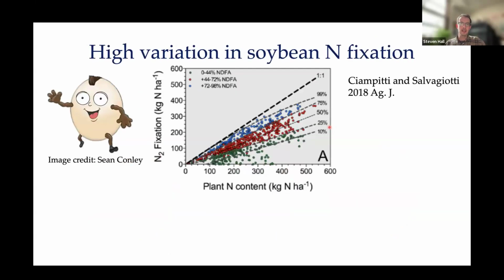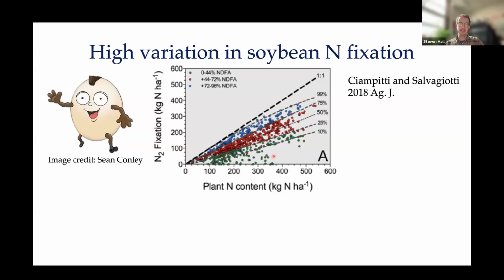One of the challenges that we have in constructing these partial nitrogen balances is actually getting a handle on how much nitrogen our legumes are contributing. And so if you're familiar with Sean Conley's program, right, Cool Bean, soybeans are a really cool plant in part because they are supplying a good portion of the nitrogen that is used for plant growth. I'll walk you through this figure here.